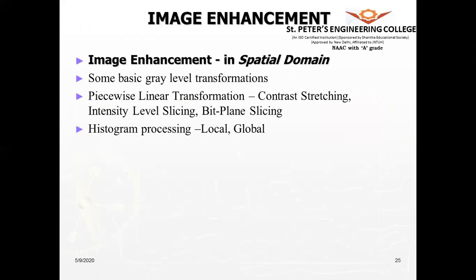So in this discussion, we had looked into the histogram processing. So far, we have seen the basic gray level transformation, the piecewise linear transformation, and histogram processing under image enhancement. These are all spatial domain techniques. Next, we will be looking into another spatial domain operation, that is spatial filtering. Thank you.